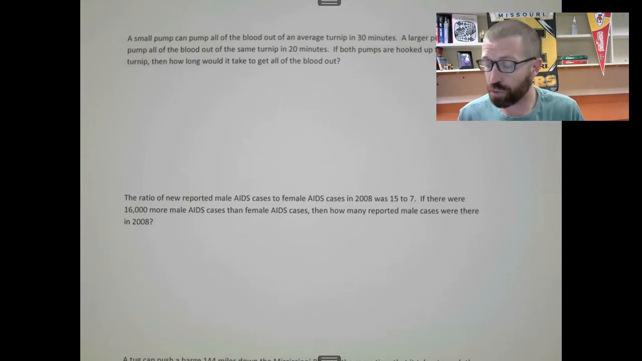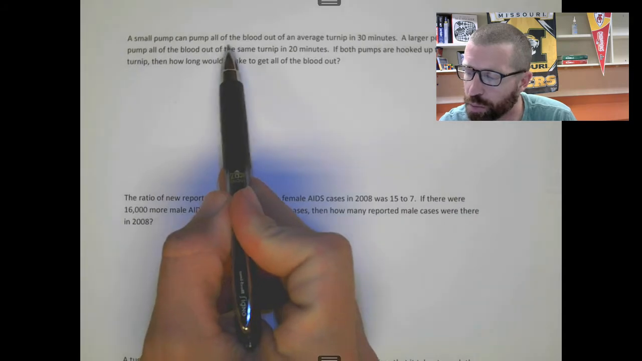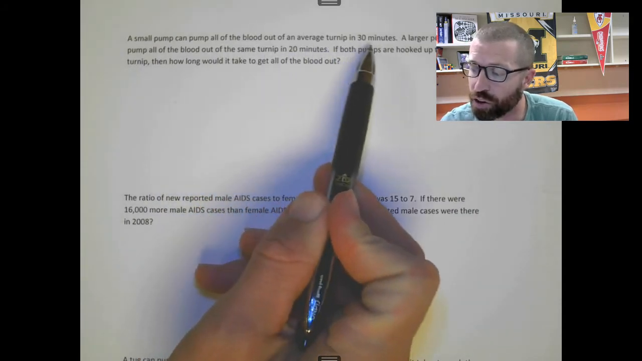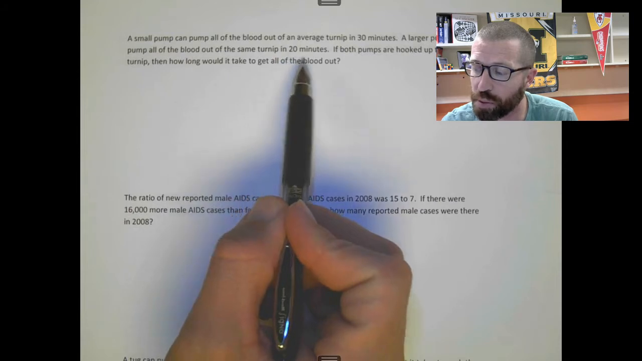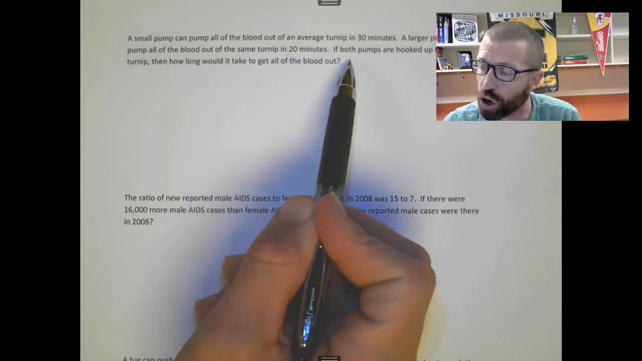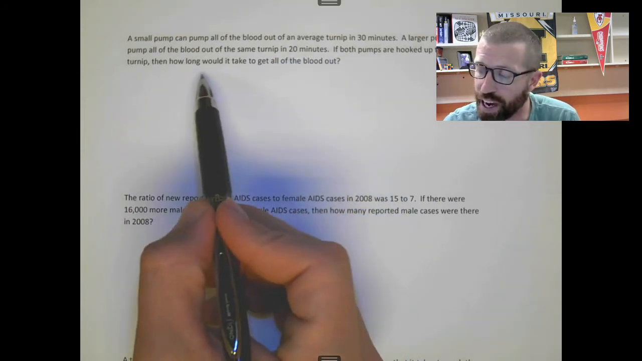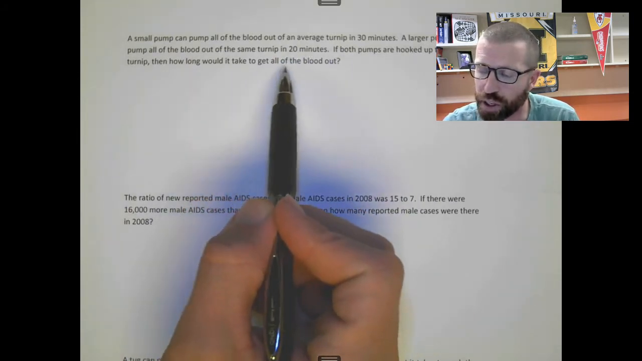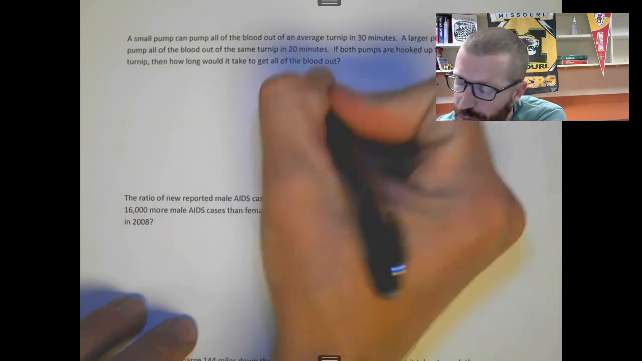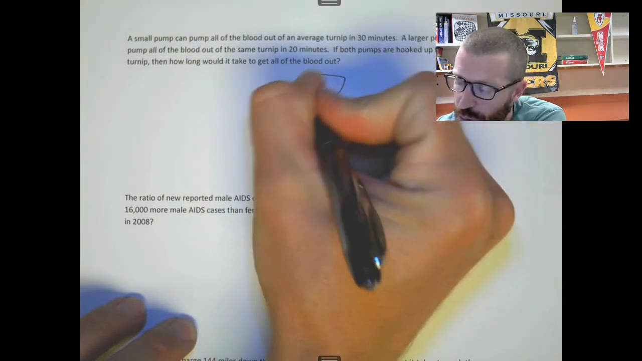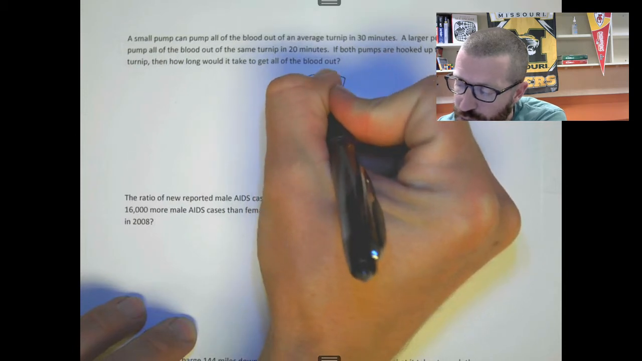Okay, so this first problem is kind of a classic one, just a work problem. It says a small pump can pump all of the blood out of an average turnip in 30 minutes, and a larger pump can pump all of the blood out of the same turnip in 20 minutes. If both pumps are hooked up to the same turnip, then how long would it take to get all of the blood out? And so we're going to use this idea that they're going to perform one job.